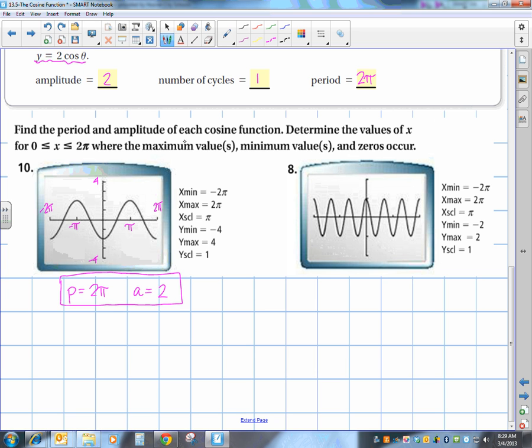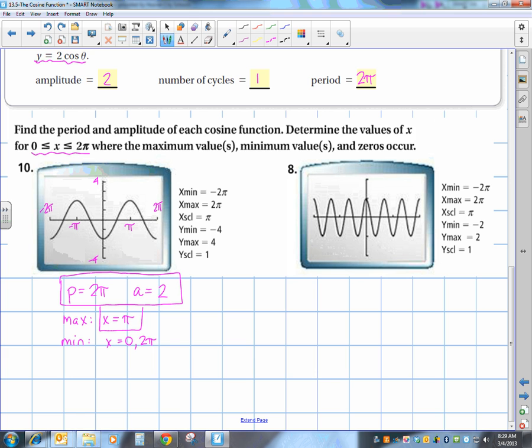Now they're asking us to determine between 0 and 2 pi, so we only need this section of our graph. Where's a maximum value? All right, a maximum value occurs. They want to know where it is, so that means we're using x in this case. So max occurs when x is equal to pi, and the min occurs when x equals 0 and 2 pi.